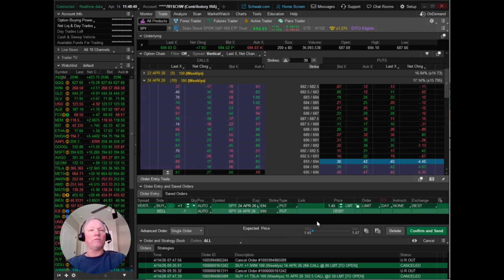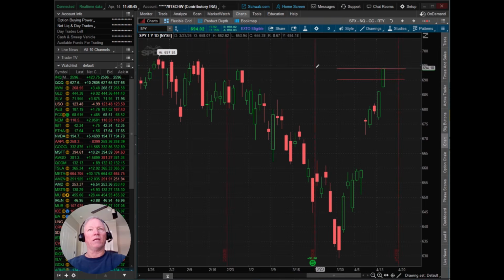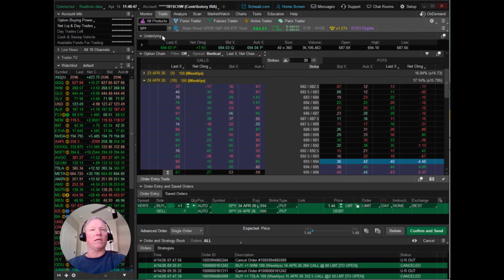So I hope that helps. Again, this is a bearish trade on SPY specifically, and we would set that trade up demonstrating how price, if it moved from our current level of 694 towards 690, how we could profit from that and see this trade increase by 10 or 15 or 20% over the next 10 days.